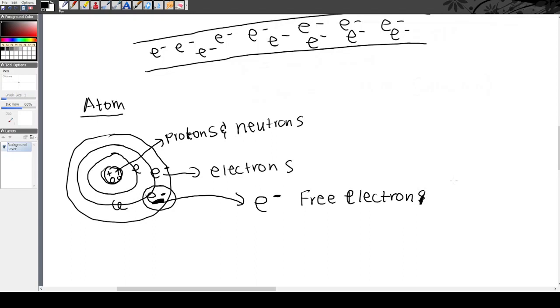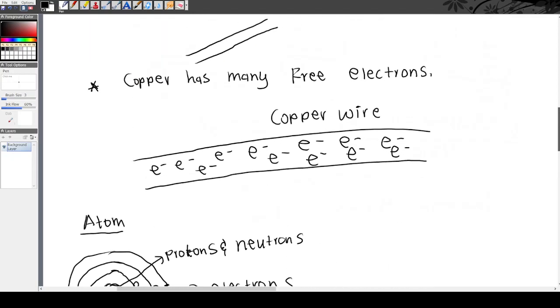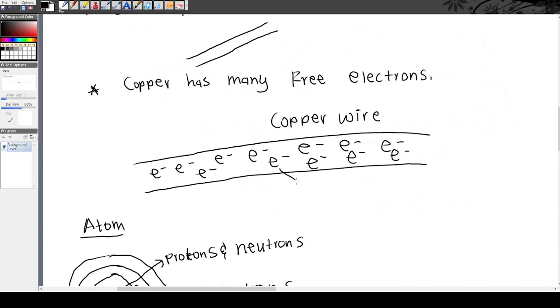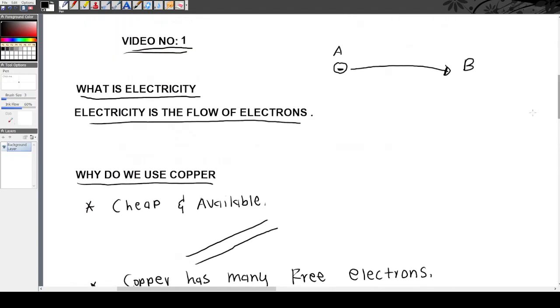Sorry, free electron. So copper naturally has free electrons. All of these electrons we call free electrons. Ignore this E. So these electrons in copper are free electrons. What do they help us with? Remember, we said that electricity is the flow of the electrons. So if we want to create electricity, we must choose some material that has many freely moving electrons.